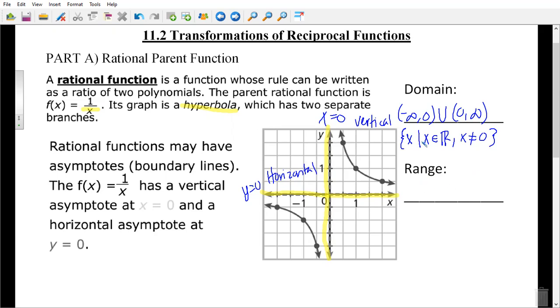The same thing goes for our range, because it's split by the asymptote. We have from negative infinity to 0, break, 0 to infinity. That's interval notation. And in our fancy set notation, we have y such that y is a real number, but y does not equal 0.